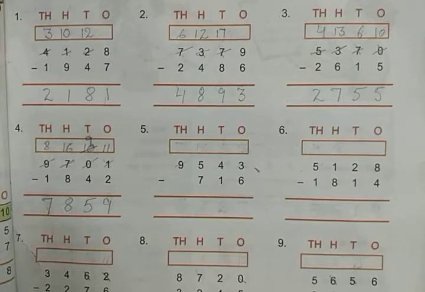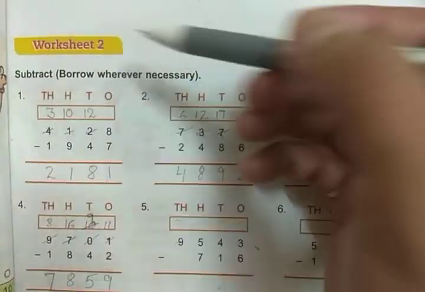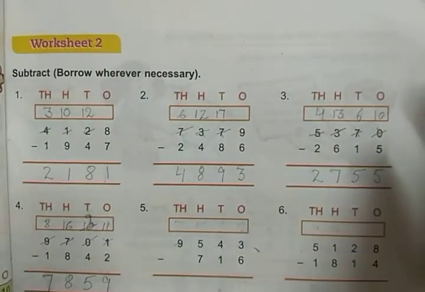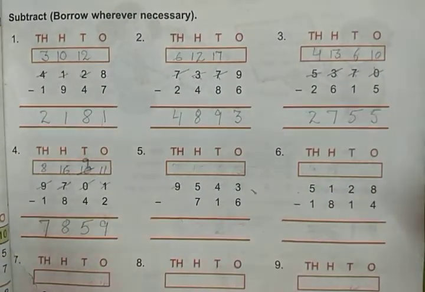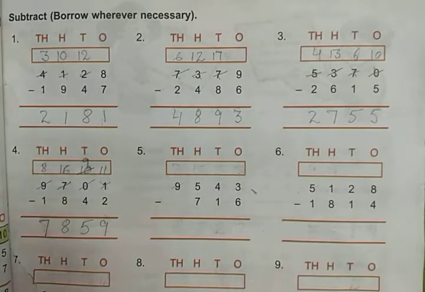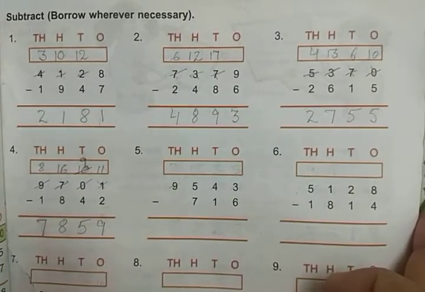Hello students, we are doing Unit 3 of Maths, that is subtraction. Until now we have learned how to subtract 4-digit numbers, and we have started worksheet number 2 and done the 4 questions of this worksheet. Let us do 1 or 2 more questions of this worksheet so that we can recap what we have learned.